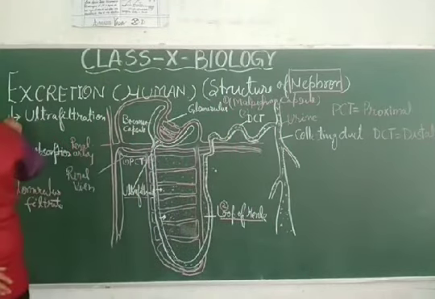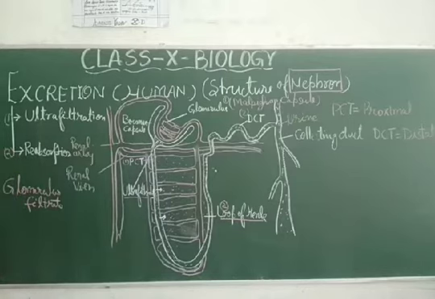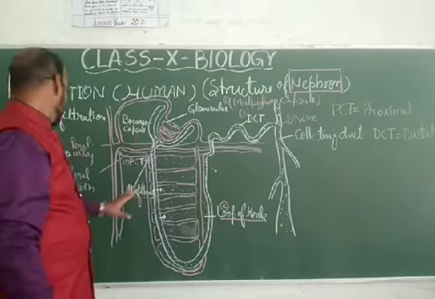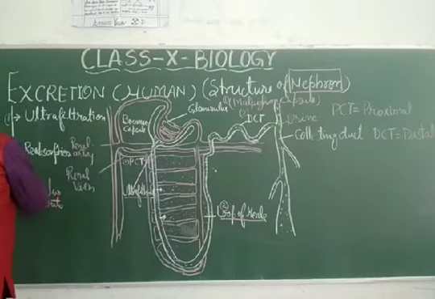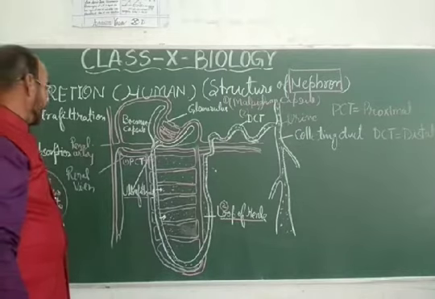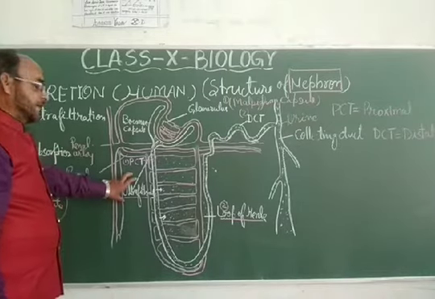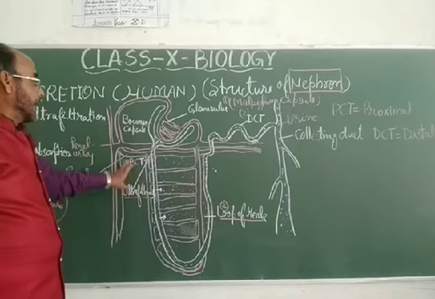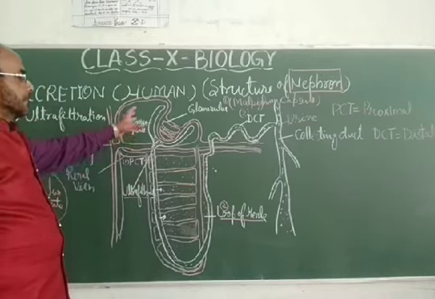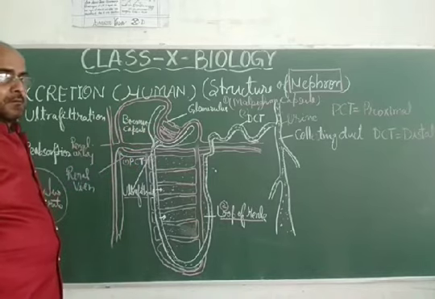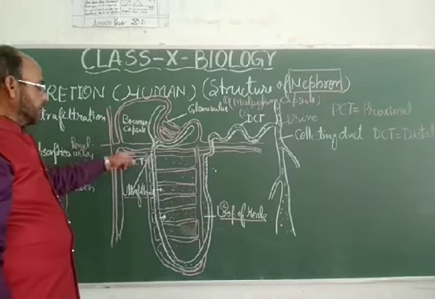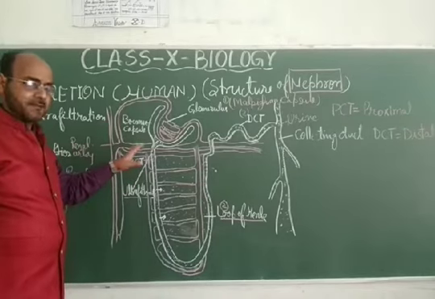Number 1 step is ultrafiltration, number 2 step is reabsorption. My dear students, the ultrafiltration produces ultrafiltrate. Ultrafiltrate means glomerulus filtrate. This is also called glomerulus filtrate. So these are the key points which you have to remember. Glomerulus filtrate or ultrafiltrate is produced due to the high osmotic pressure into the Bowman capsule, into the Malpighian capsule, and it is produced in the first step of excretion.